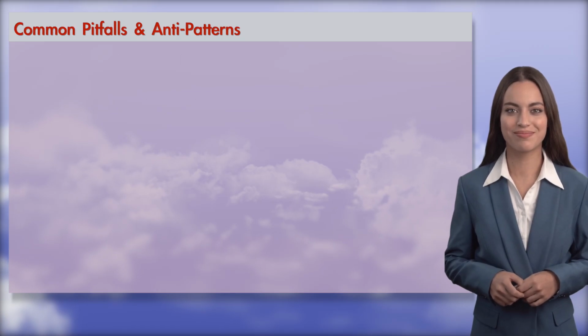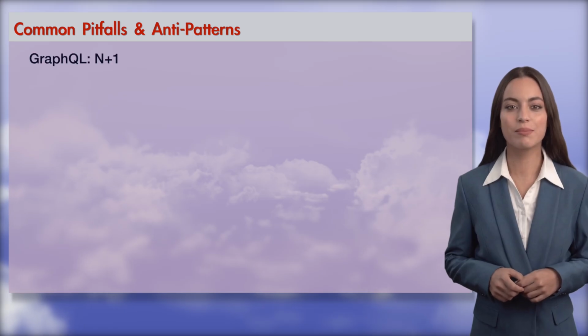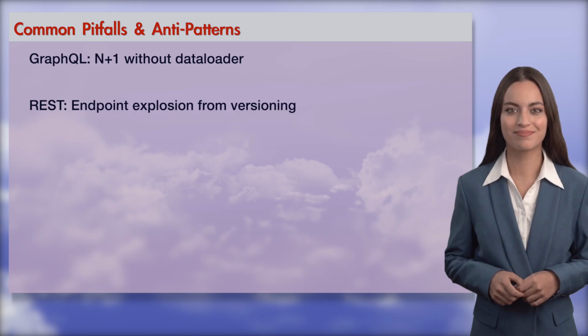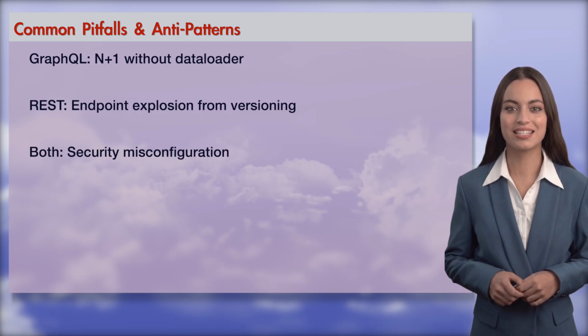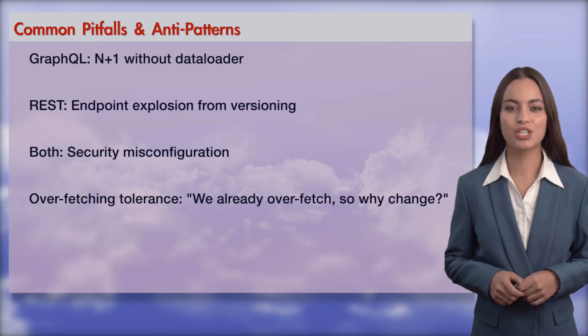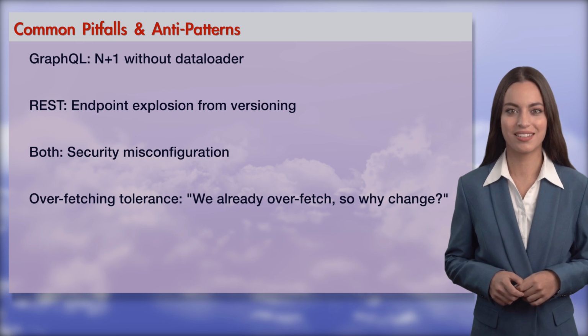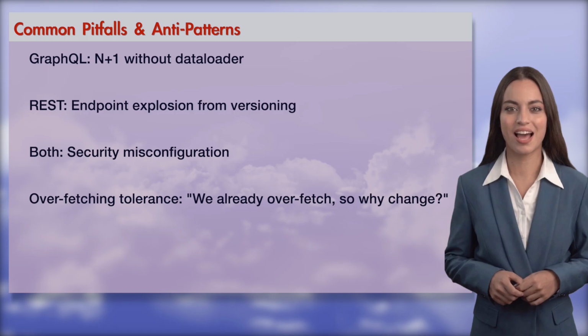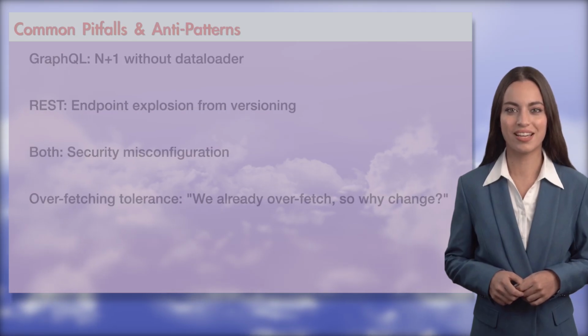Common pitfalls. In GraphQL, the N+1 problem without data loader or batching kills performance. In REST, endpoint explosion from versioning creates maintenance hell. Both suffer from security misconfiguration at the gateway. The classic anti-pattern: "We already overfetch, so why bother with GraphQL?" This misses the deeper benefits of flexibility and bandwidth savings.